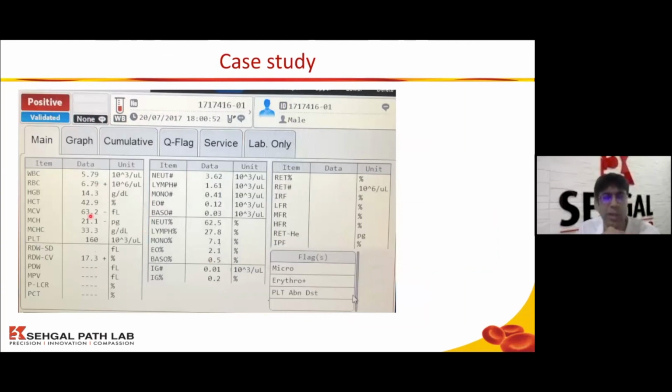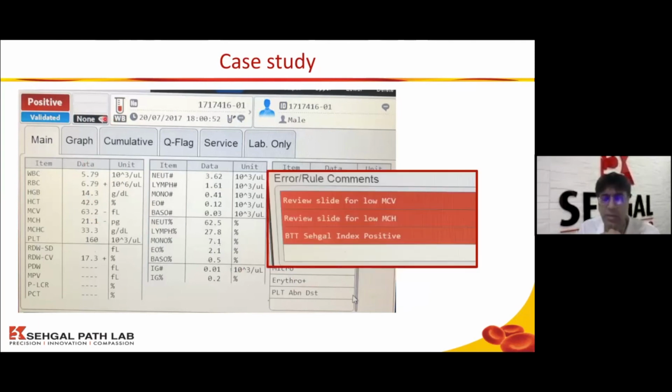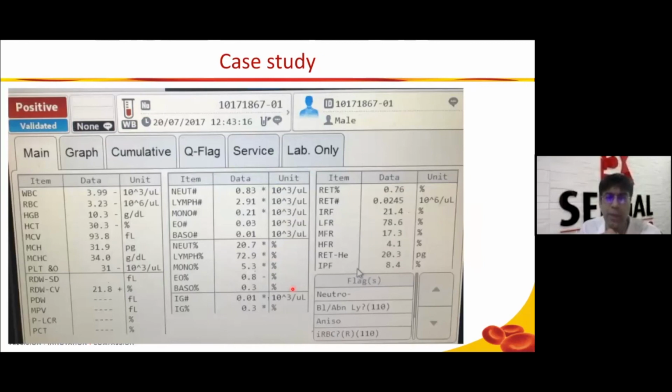This is a similar case where you have microcytosis, erythrocytosis. There's a flag alert, and the flag alert is based on the THAL trait index being positive and a low MCV and MCH. So similar features seen in both ways by your lab defined rules as well as by the company defined rules, which alerted the staff to make a flag.